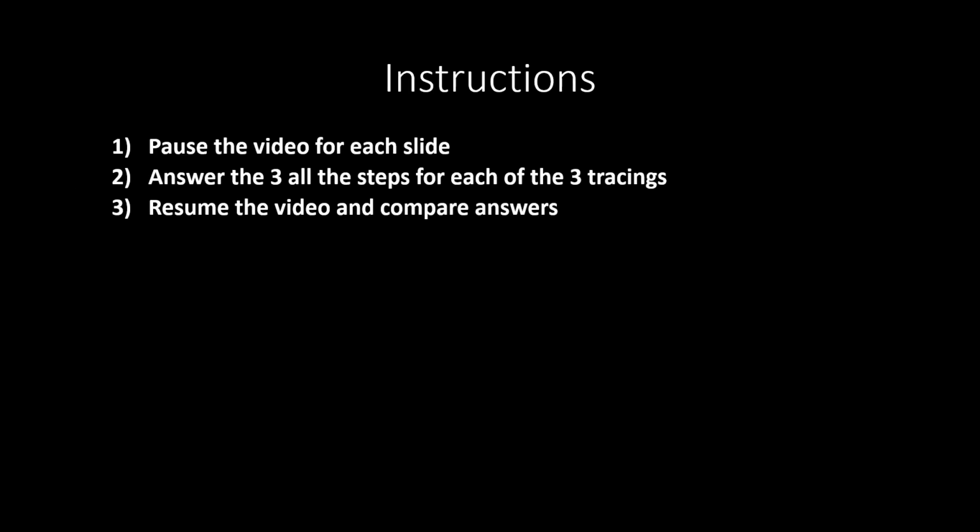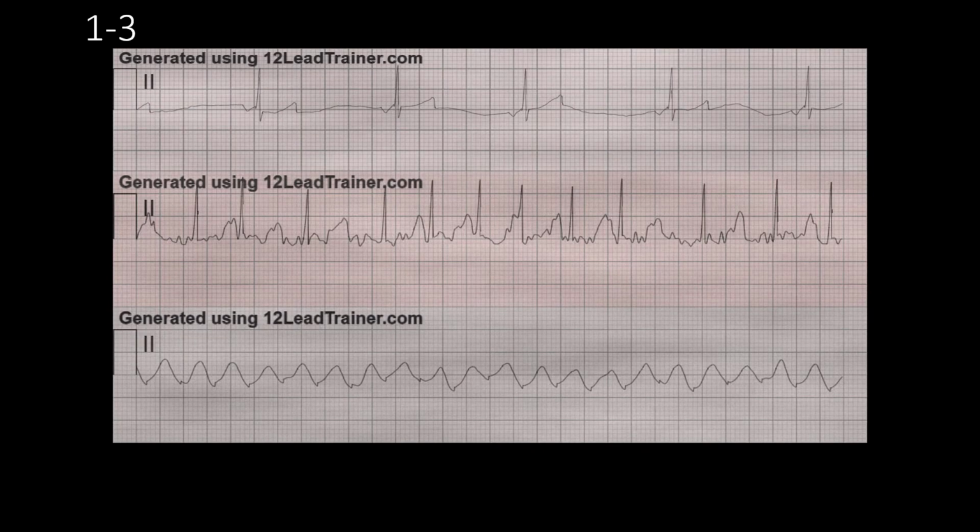And then last instructions, as we go through this, each slide has 3 different tracings on it. So first, pause the video and with your piece of paper write down your answers to all 3. That includes the 5 steps of the interpretation, so like the regularity, the rate, all that stuff. Make sure you answer all that for each of the 3 tracings on each slide. And then once you do that, play the video and compare your answers to what I say. Alright, so go ahead and pause the video here.